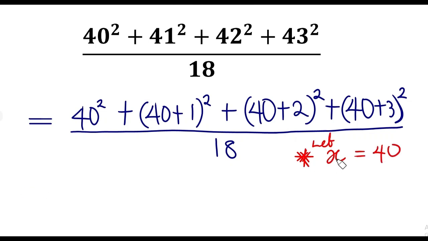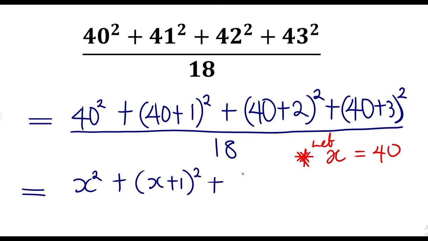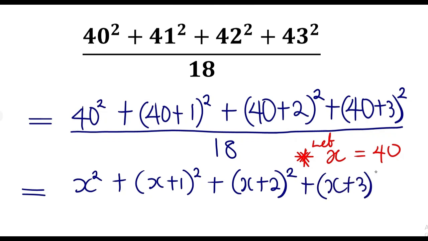So by equating x to be 40, my question can now be written as x² plus, wherever I see 40, I'm going to replace that with (x + 1) raised to the power of 2, plus another (x + 2) all in parentheses raised to the power of 2, then plus (x + 3) all in parentheses raised to the power of 2, everything over 18.